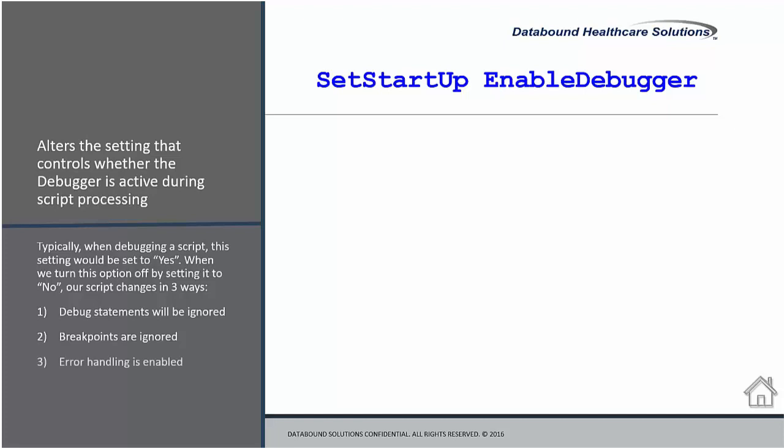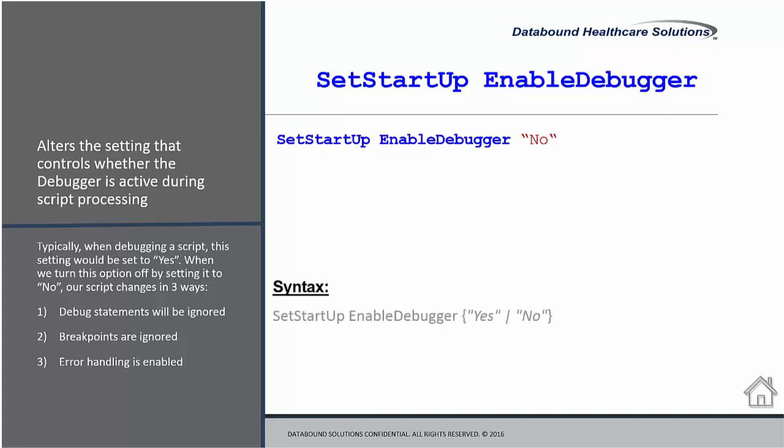And lastly, error handling is enabled. So if you want error handling to occur, you actually have to tell EMUE that you want it to do things automatically on its own. So setting enable debugger to no does that for us. And you can see the syntax here, simply yes or no.